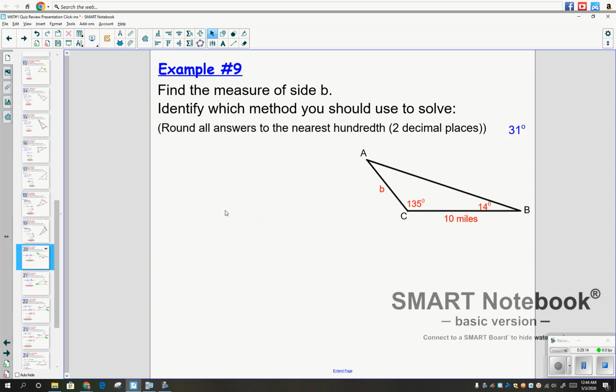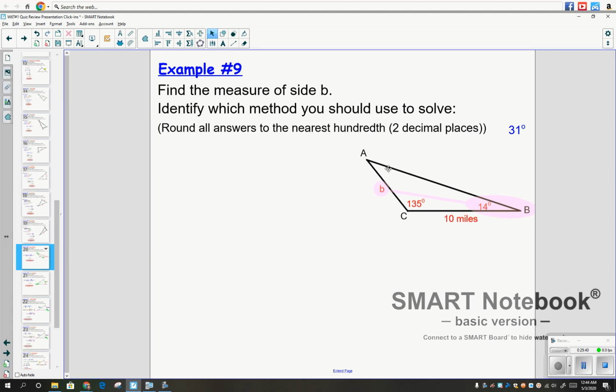Example number 9. Do I have a right triangle? No. Do I have an opposite pair? Well, I want to find side B. Side B and angle 14 form an opposite pair. But I need an opposite pair where I know the measure of both, and I don't.